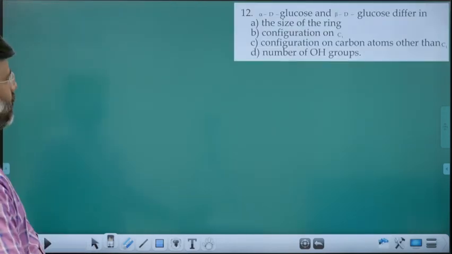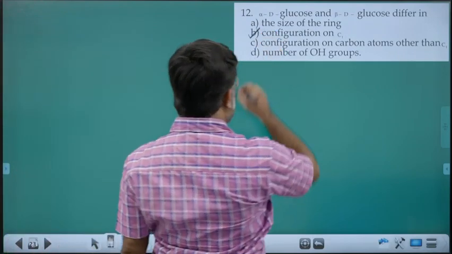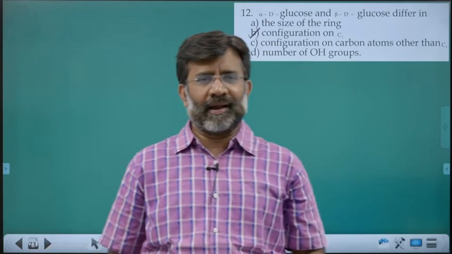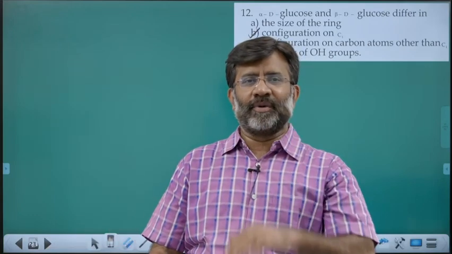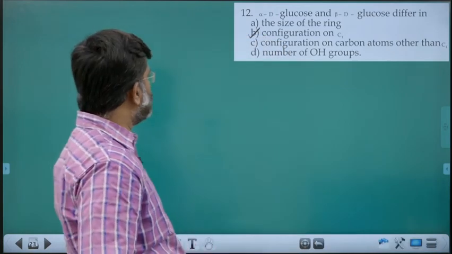Alpha D glucose, beta D glucose, different configuration on the C1 carbon, and they are called anomers. Alpha and beta glucose are anomers. There is a change in configuration over the C1 carbon. Anomers. Option B.